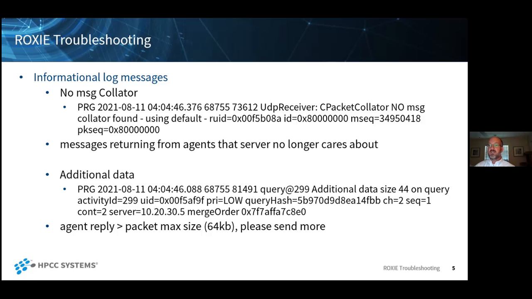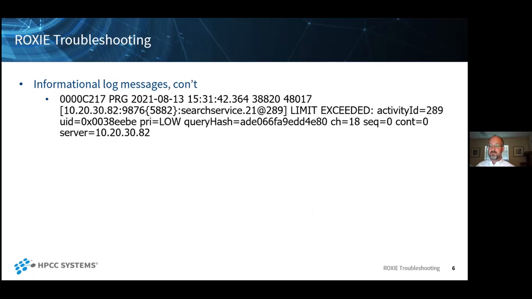In the second case, additional data size n usually means an agent is returning data to a server, but there is more data than can fit into a single packet, which is size 64 kilobytes. So an additional request is made to the agent for the remaining data, and there may be many such messages if there is a lot of data returned. Queries should be written to try and limit remote data needed as much as feasible.